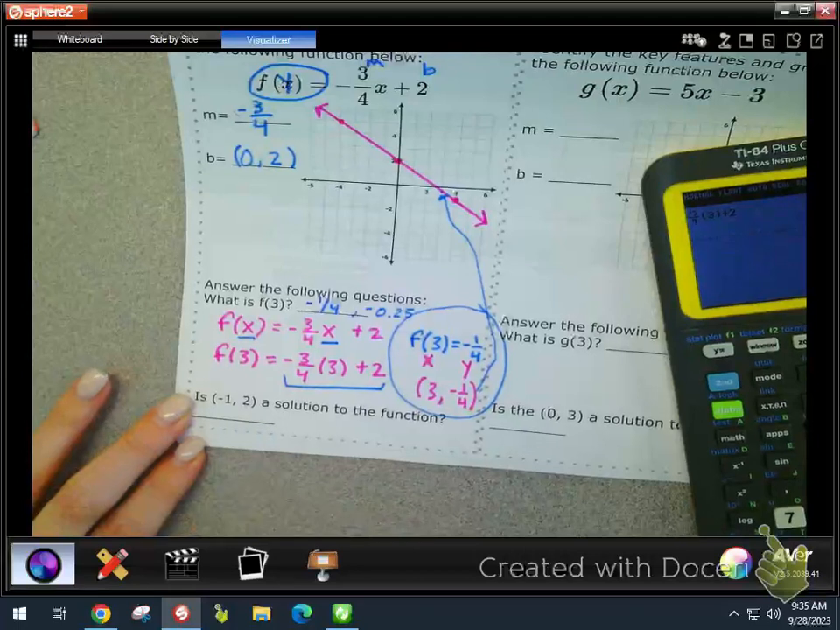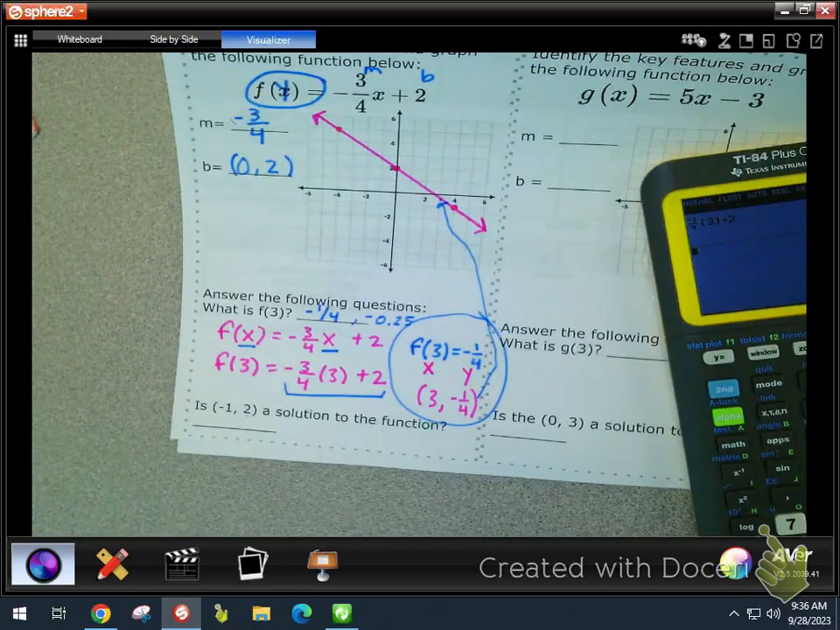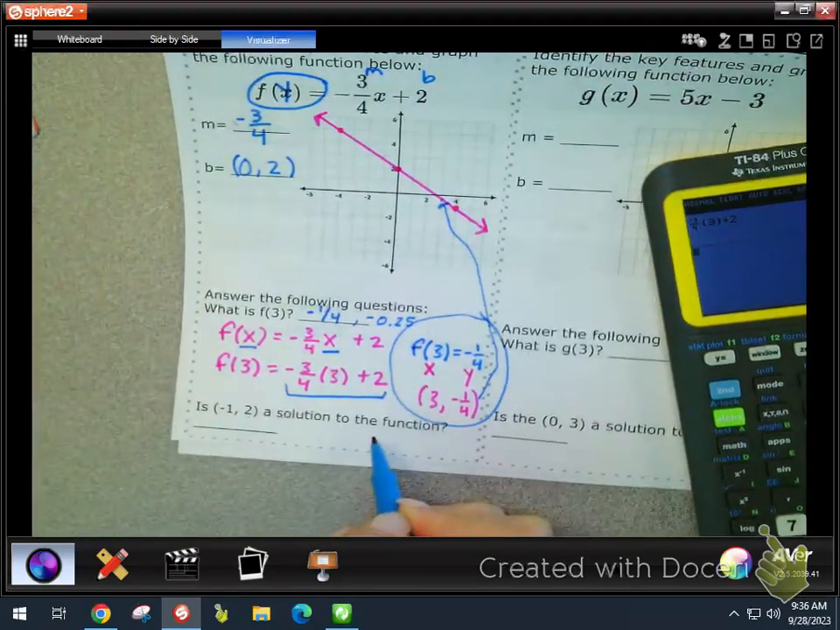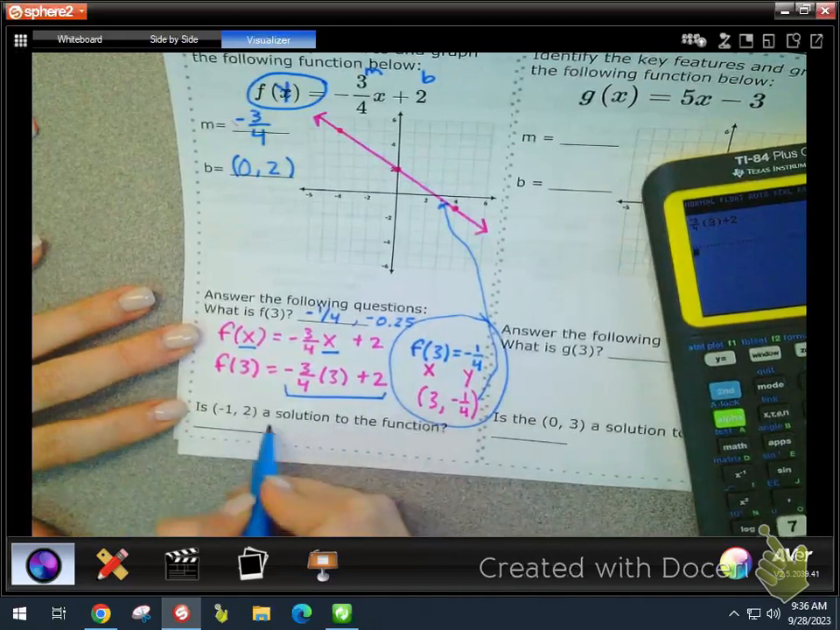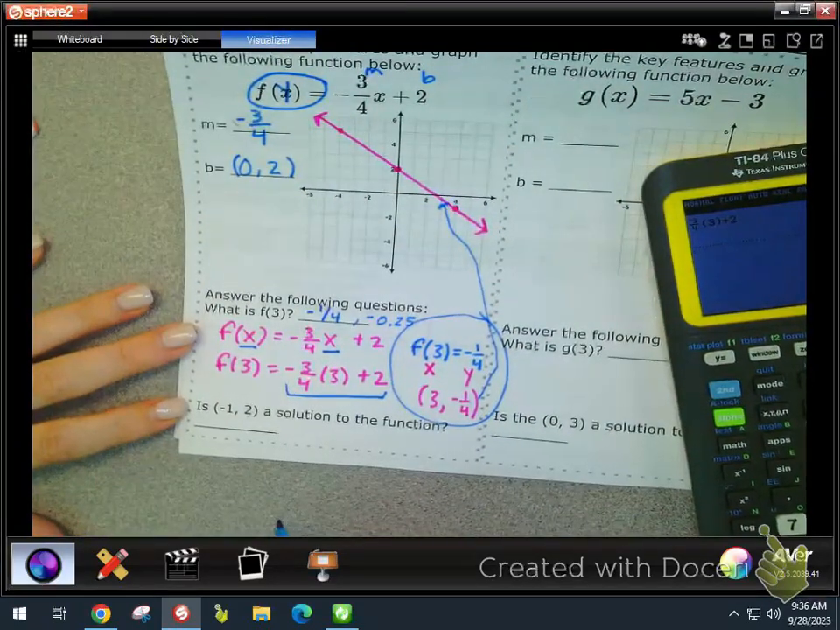Is negative 1, 2 a solution? I don't want you to get confused with the vocab here, because this is a little bit tricky. Solution we use for x-intercepts. But when I'm talking about this as an entire function altogether, I'm asking, is this point on the line? This is the question I'm asking right here. It'll make more sense when we do inequalities. So is this point on the line? Negative 1, positive 2. Look at your graph.